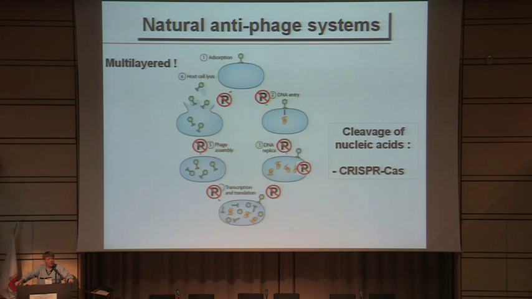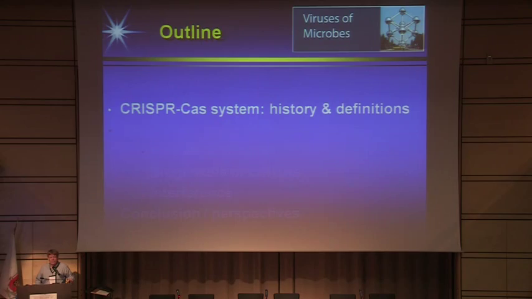What's not that well known is that bacteria do have a number of phage resistance mechanisms. They're classified based on how and where they're acting in this phage lytic cycle. Today I'm going to talk about the CRISPR-Cas system, which is a mechanism that cleaves phage DNA.